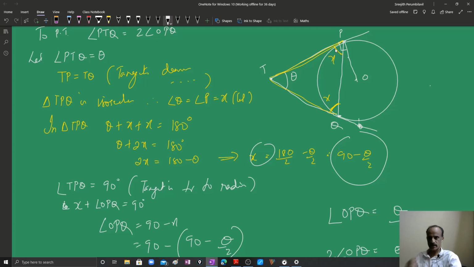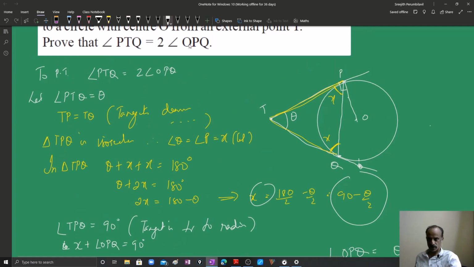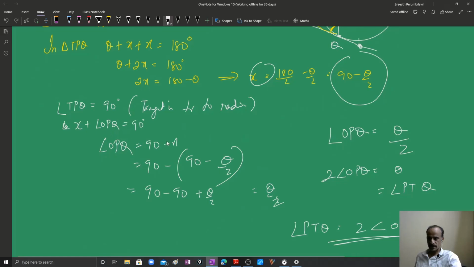Again, now you look at this, you can see that this angle is 90. x plus the required angle is equal to 90 degrees. So that particular angle is 90 minus x. We substitute the x which we have already found out, so you will get theta by 2. When you cross multiply, you get that. That's it for that question. Now we will do the additional question separately for this. So go through the concepts and be thorough with the reader question.